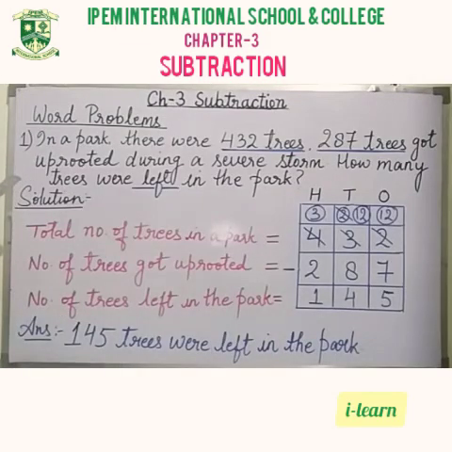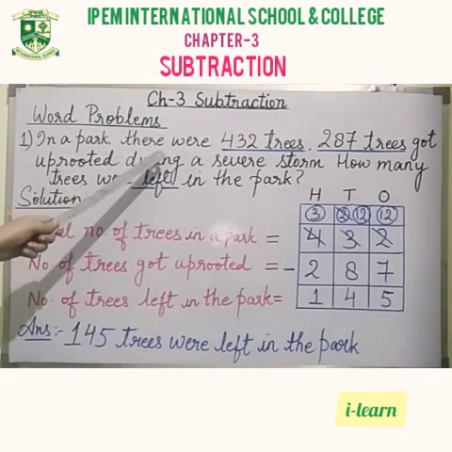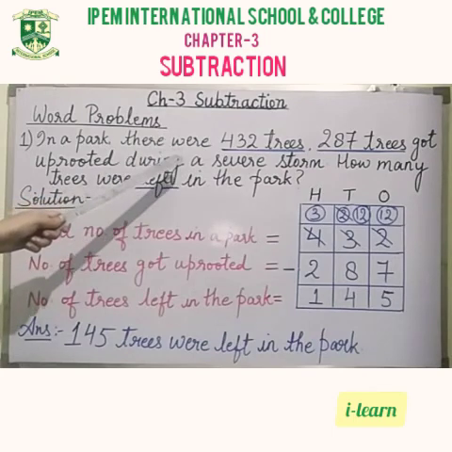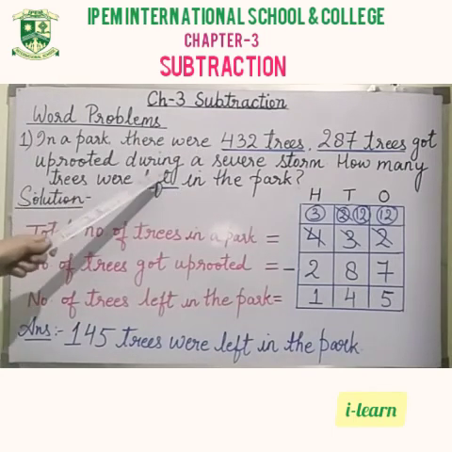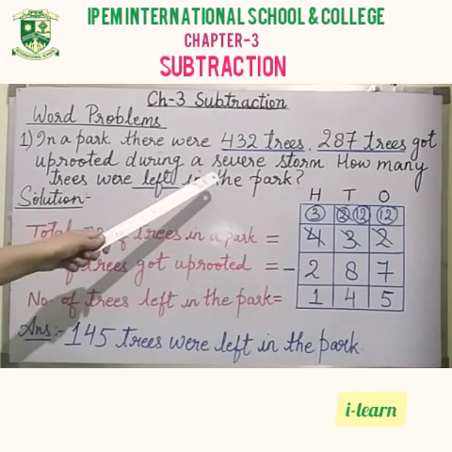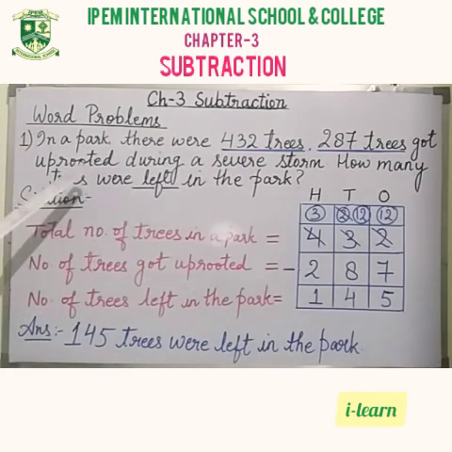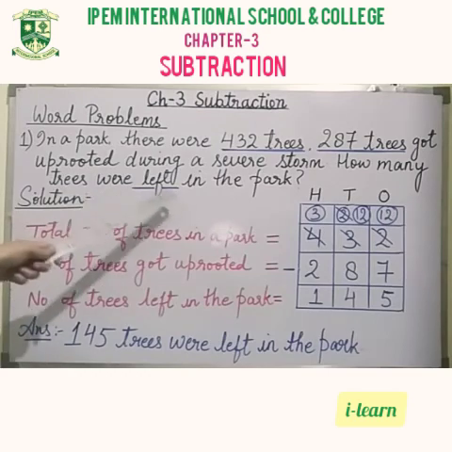Children, now our last topic of this chapter is word problems. First word problem is, in a park there were 432 trees. 287 trees got uprooted during a severe storm. How many trees were left in the park?